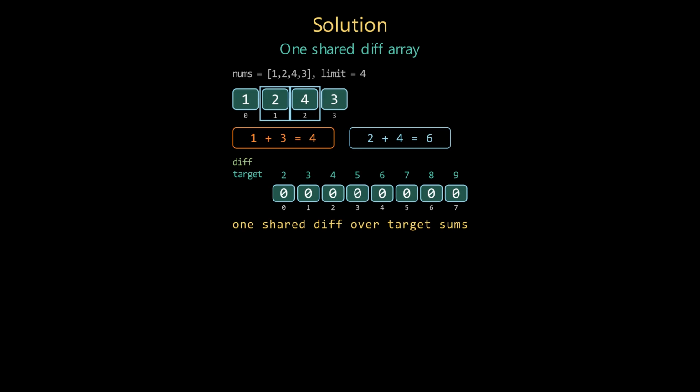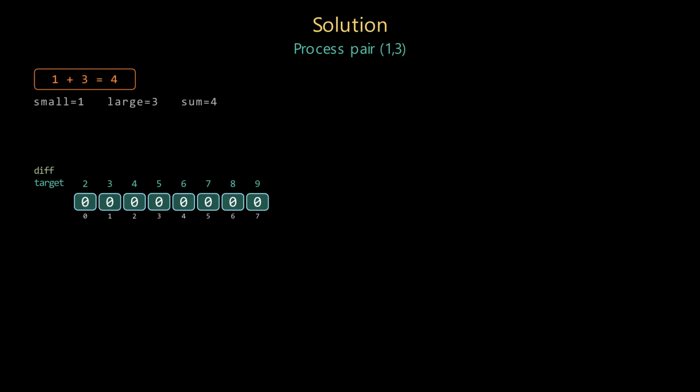Process pair 1 and 3. Here small is 1, large is 3, and the current sum is 4. Baseline cost is 2 moves for every target, so add 2 at target 2. Stop that baseline after target 8, so subtract 2 at the extra slot, target 9. Targets 2 through 7 need only 1 move, so subtract 1 at target 2. Stop that 1 move improvement after target 7, so add 1 at target 8. The exact sum is 4, so subtract 1 more at target 4. Stop the exact sum update after target 4, so add 1 at target 5.